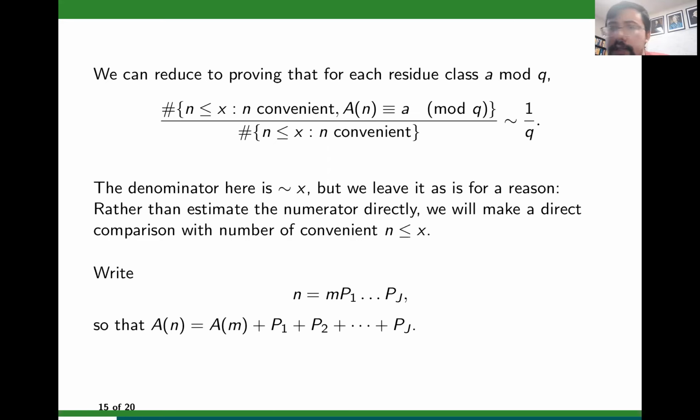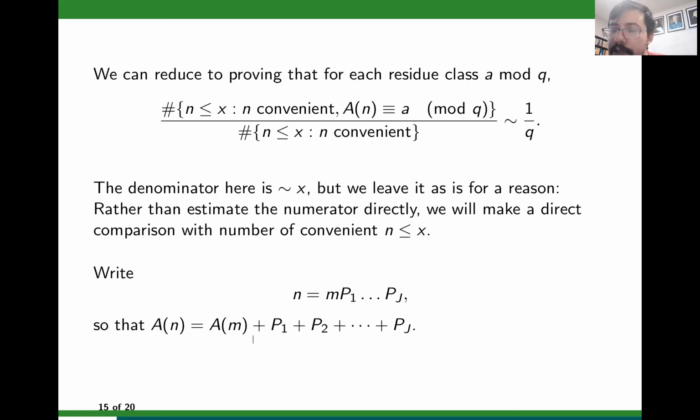Okay, so in order to get this started, I'm going to write n as its j largest prime factors, p1 through pj, times whatever is left over, which I'll call m. And then the sum of the prime factors of n is just the sum of the prime factors of m, along with the sum of the primes p1 through pj.